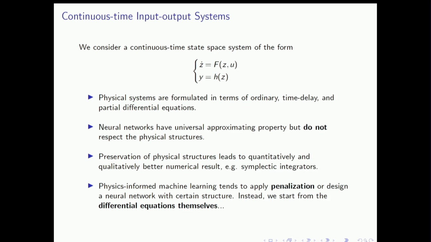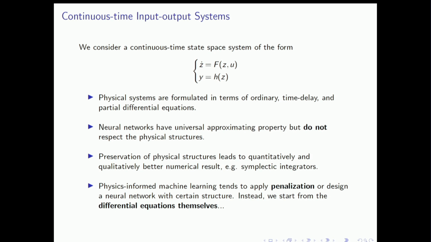We first start by considering a continuous-time state-space system of this form. Z is your state, F is the state map, U is input, and Y is output. H is the readout. So you have an input-output system defined like that. Physical systems are formulated in terms of such ordinary, delayed or partial differential equations, for example, Hamiltonian systems.